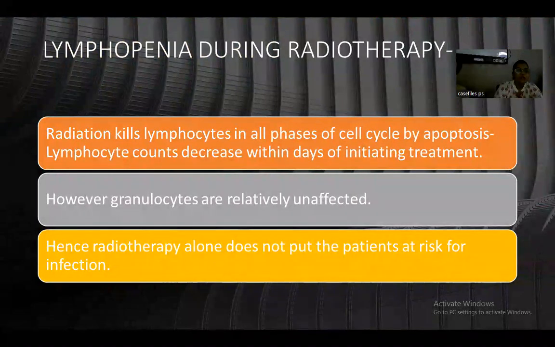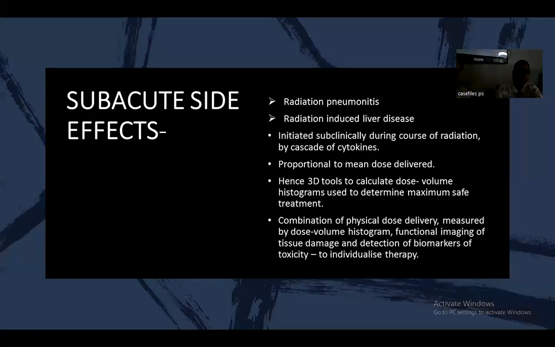Now, lymphopenia during radiotherapy. Radiation mainly kills lymphocytes in all phases of the cell cycle by apoptosis. Lymphocyte count decreases within days of initiating treatment. However, granulocytes are relatively unaffected. Therefore, radiotherapy alone does not put the patient at risk of infection.